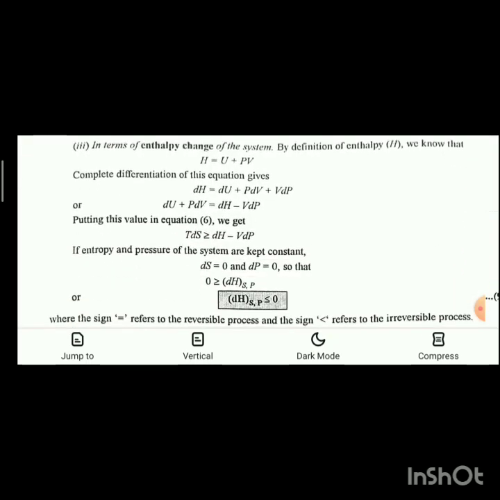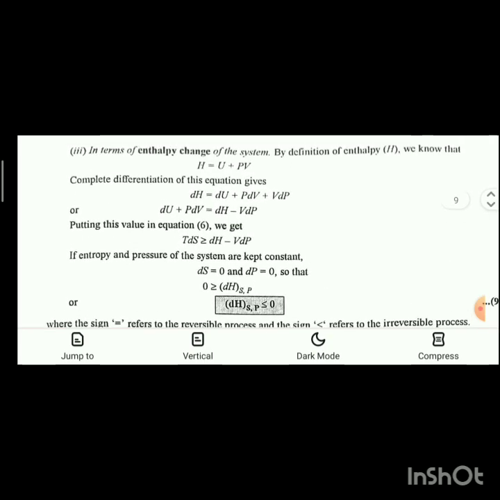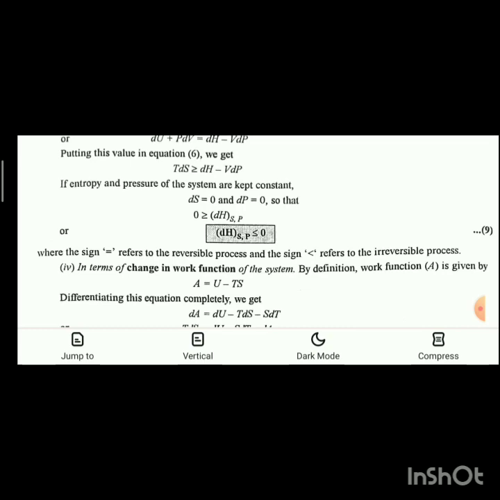In terms of enthalpy change of system, by definition of enthalpy, we know that H equals U plus PV. Complete differentiation of this equation gives dH equals dU plus PdV plus VdP, so dU plus PdV equals dH minus VdP. Putting these values, we get TdS greater than or equal to dH minus VdP. If entropy and pressure of system are kept constant, dS and dP equal 0, dH at constant entropy and pressure is smaller than or equal to 0.